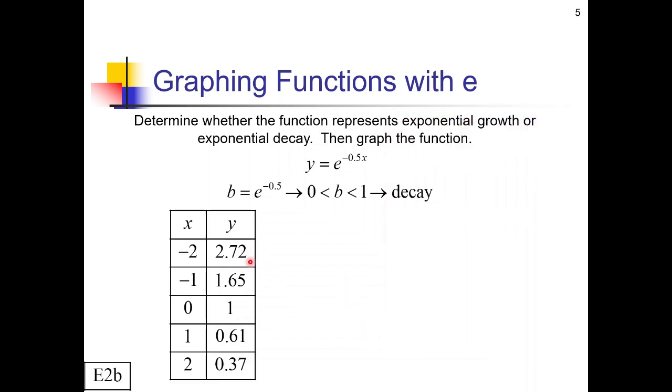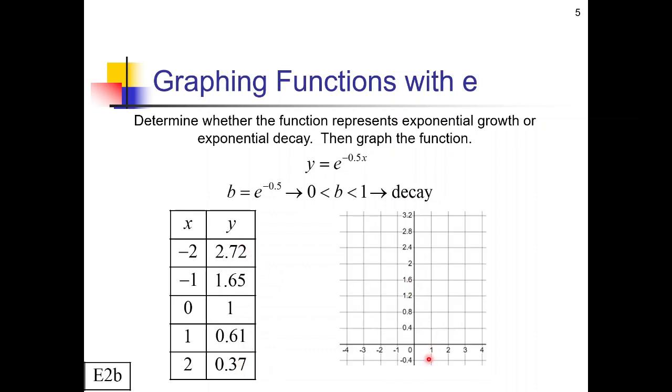So we don't need much of a scale to accommodate going from 0 to 2.7. We'll make these pretty small decimal values here. I'm going by 0.4s. So we've got -2, 2.7, which is all the way up here. -1, 1.6 is roughly here. And then we've got 0, 1 is halfway there. 1, 0.6 roughly is there. And then 2, 0.37, that's about 4, so about right there. And then, again, we have that asymptote as you go to the right. So there's our function for that one.